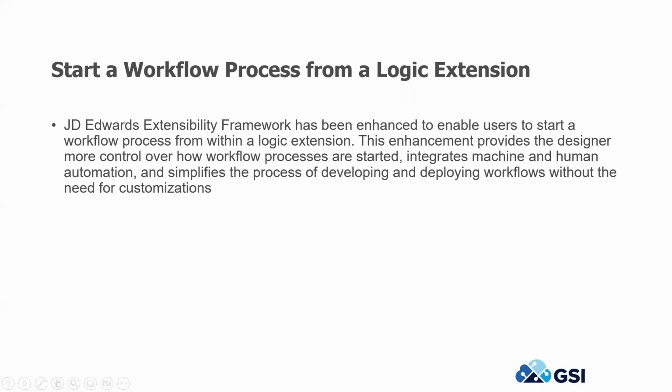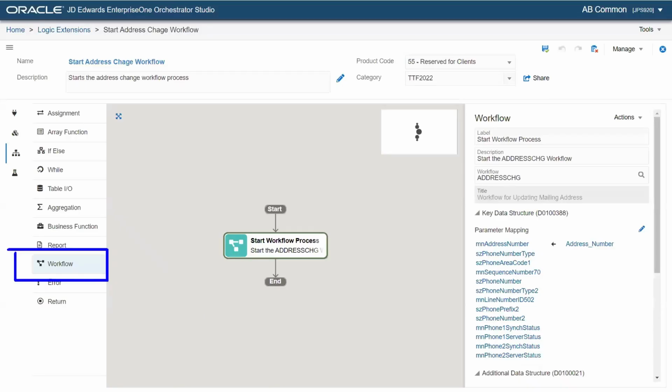So that orchestration, that workflow that we just looked at, here is that workflow embedded in a logic extension. So the logic extension is an example of the new enhancements to JDE Orchestrator to do calculations and what-ifs and table IOs and loops. And I'll talk about some other features, but this one happens to be adding the workflow into that logic extension.